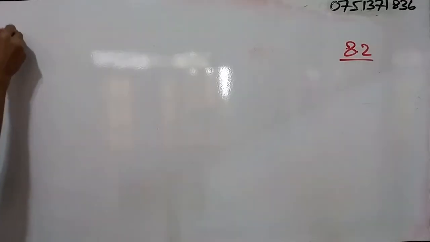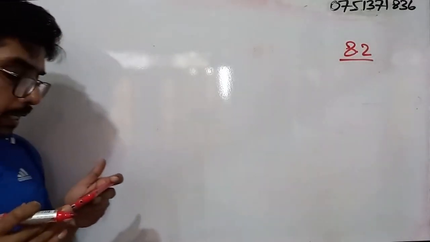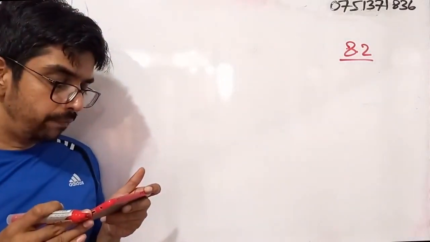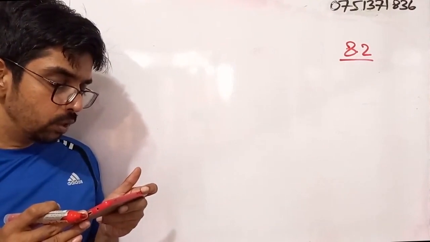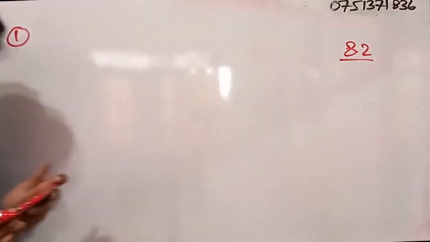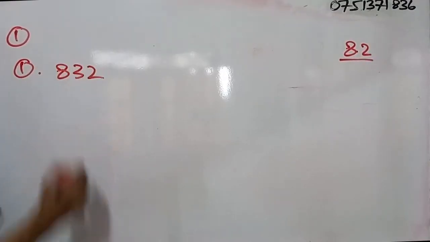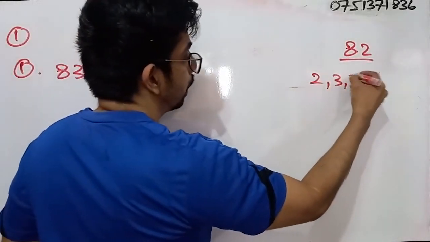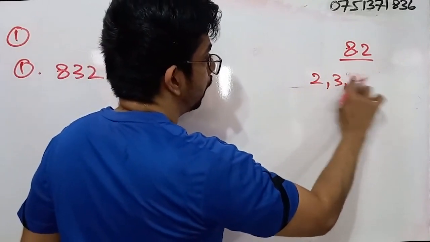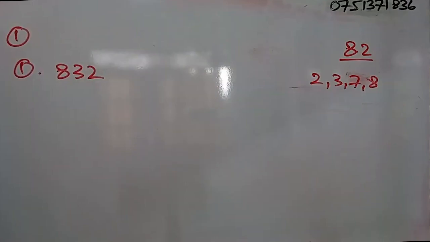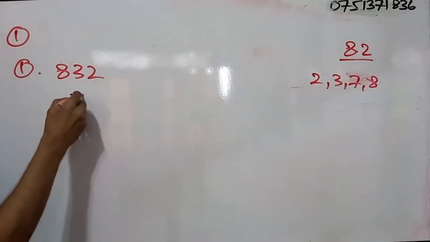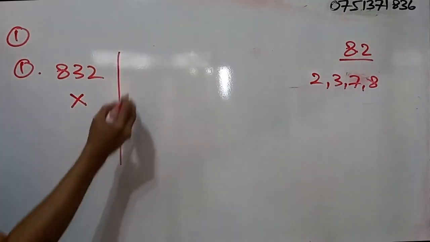Exercise 2. Under that, question number 1. By considering the digit in the units place of each of the numbers given below, show that they are not perfect squares. The first number that we have is what? 832. I will again write the numbers. 2, 3, 7 and 8. Right? So the digit on the units place is what? 2. Right? So this is definitely not a perfect square.